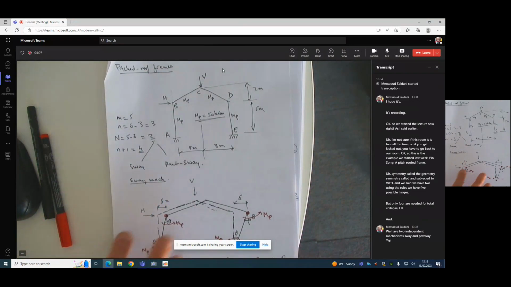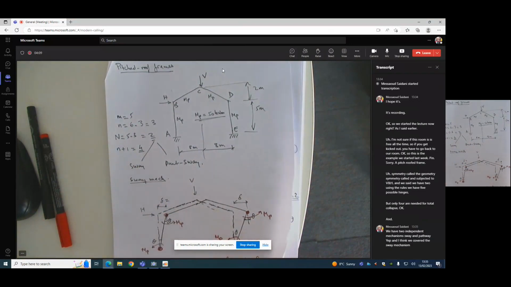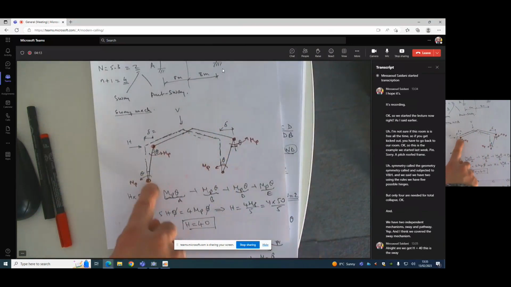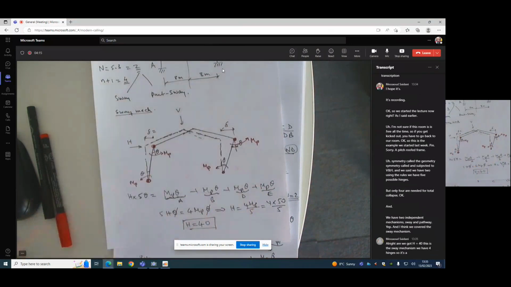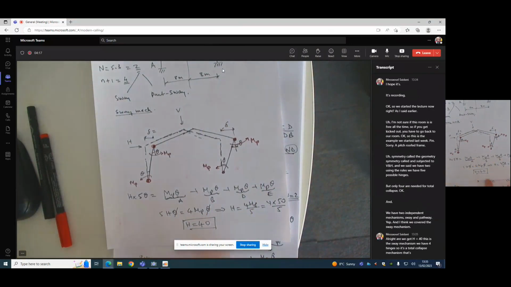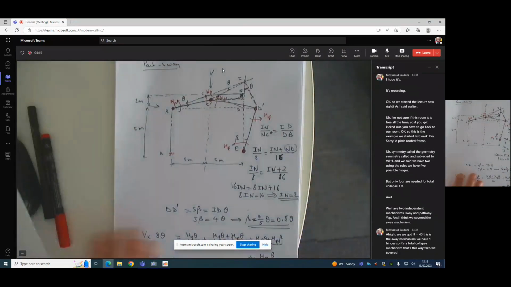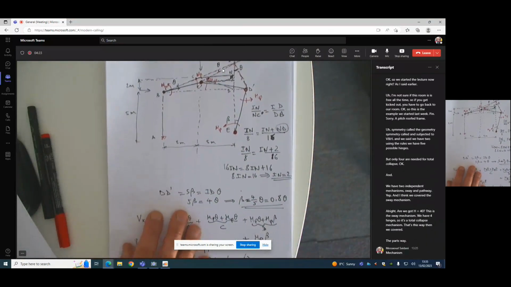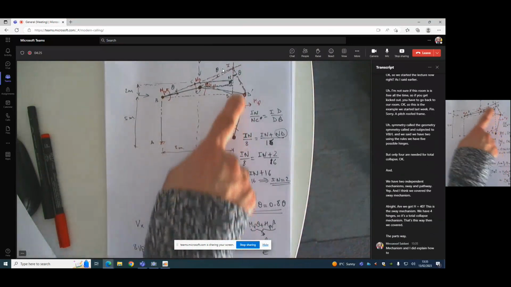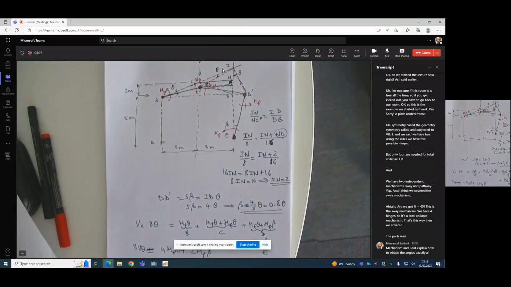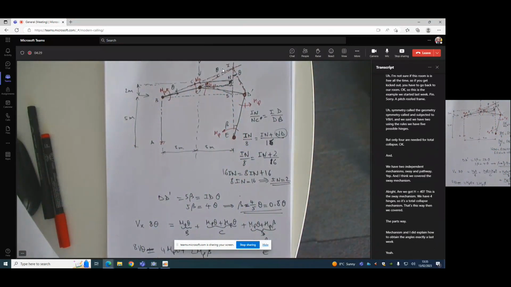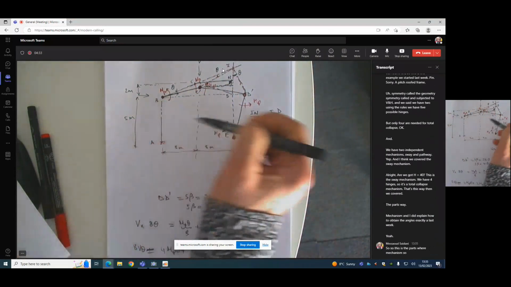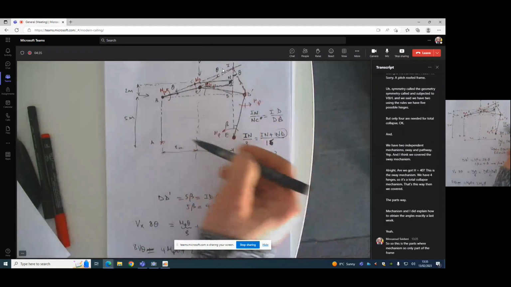I think we covered the sway mechanism, all right? And we got H equals 40. This is the sway mechanism. We have 4 hinges, so it's a total collapse mechanism. That's a sway. Then we covered the part sway mechanism, and I did explain how to obtain the angles. Was that clear last week? Yeah. So this is the part sway mechanism. So only part of the frame is swayed, right?